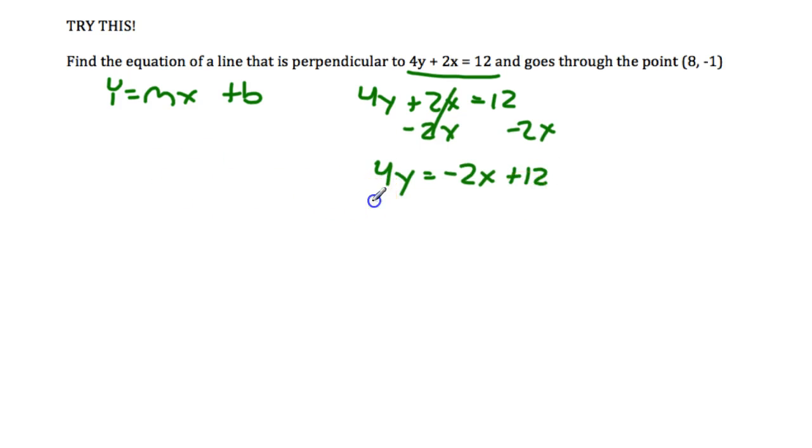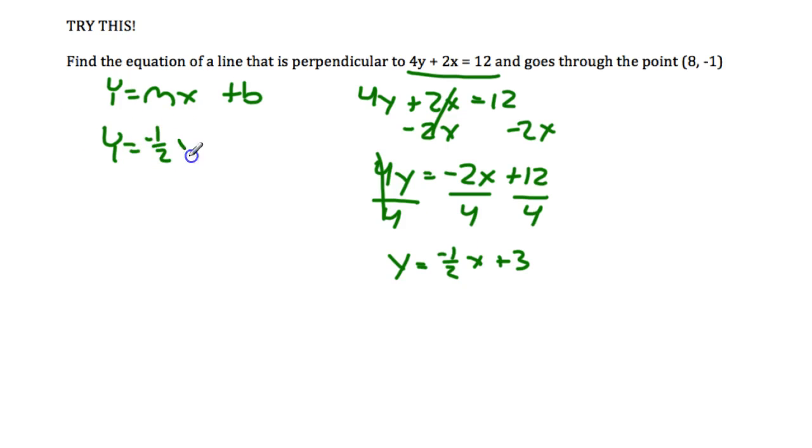Now, to get y by itself, divide by 4. Those cancel. y = -2/4, which I can simplify to -1/2 x. 12 divided by 4 is 3, so plus 3. So my original equation is y = -1/2 x + 3. The slope of that is -1/2.